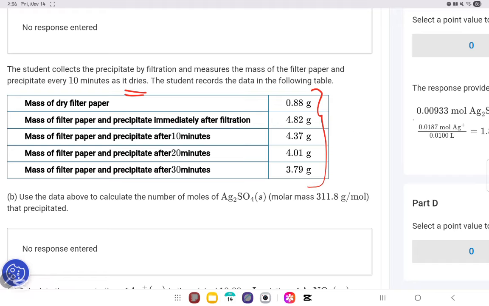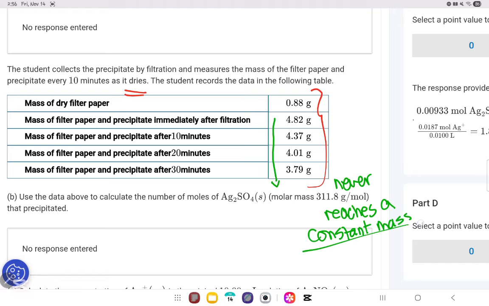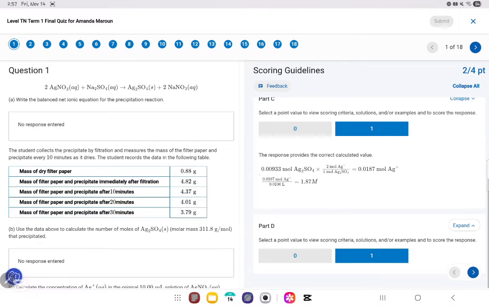However, when you look at the results, you see it's always decreasing, and it never reaches a constant mass. So because it never reaches a constant mass, that means maybe the water did not entirely dry out. Unless it reaches a constant mass, our solution is always going to have a greater number of moles. However, if he let it dry more until he kept on getting a constant mass, then he would ensure that his answer would be correct.